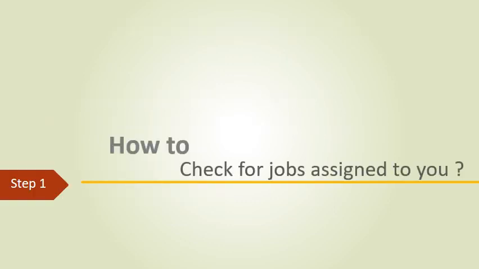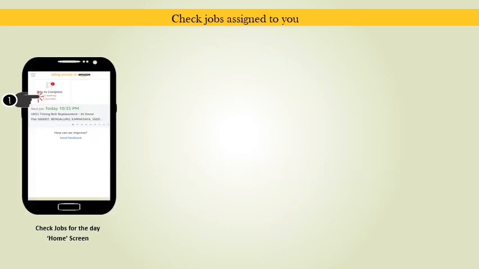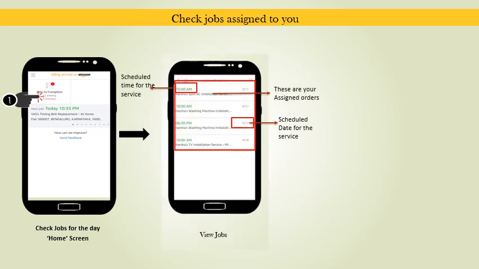Step 1: how to check for jobs assigned to you using the Technician app. Once you have opened and logged into the app, you will be shown the home screen. On this page, you can click on Jobs to complete and see the number of jobs assigned to you. The jobs will be displayed according to the date and time on which the service has to be completed. Make sure that you check the time correctly and reach the customer's place before the slot start time.